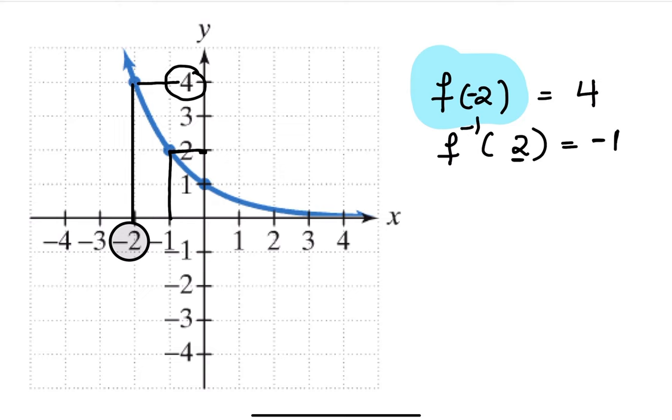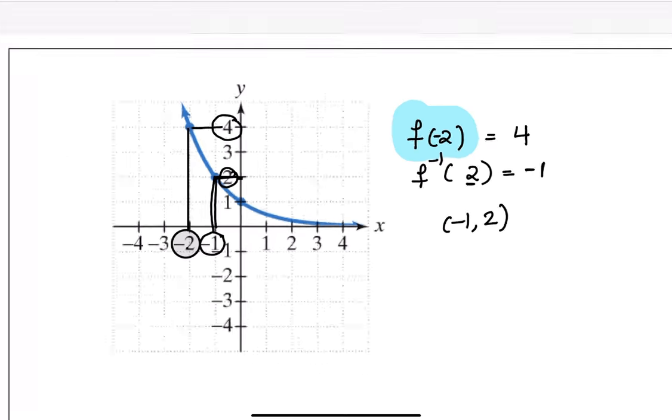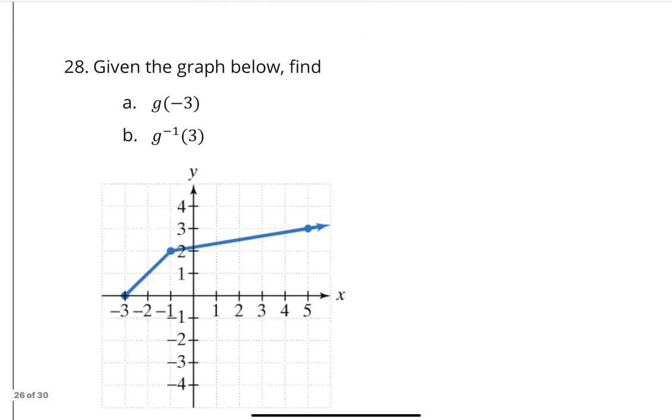Now, how do you know if it's the right one? If you put a coordinate point, negative 1, comma 2, that should be on your graph. So this is negative 1. The respective value is 2. And the same thing here, 2 and negative 4. So when they ask you for inverse, instead of going from x, you go from the y. Let's try the next one.